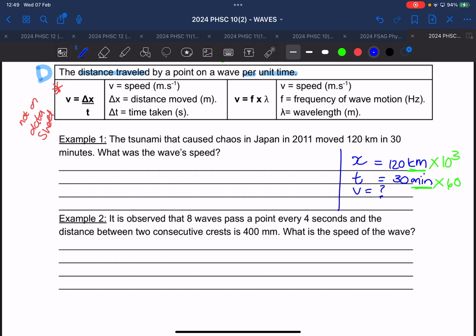Now you're going to look, alright, which formula do I need to use? Obviously the first one there. So we're going to say V is X over T. Okay, that is 120 times 10 to the power 3 over 30 times 60. You could have just written 120,000 over 1,800. That doesn't matter, same.